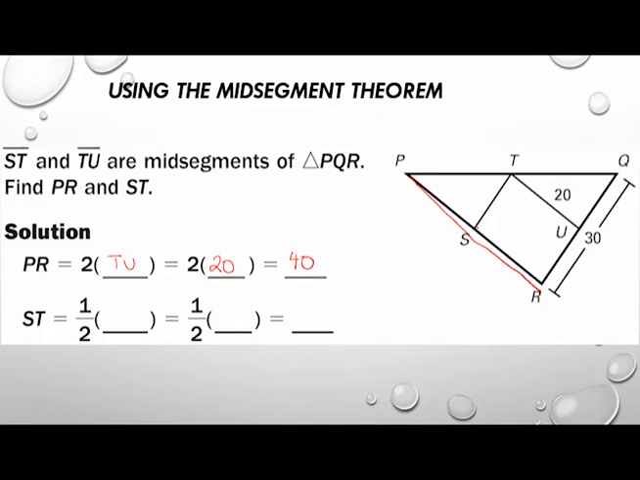Let's look at ST. The length of ST is over here. That's much smaller than QR, so I know that ST is 1/2 the length of QR, where QR is 30, so 1/2 of 30 is 15.